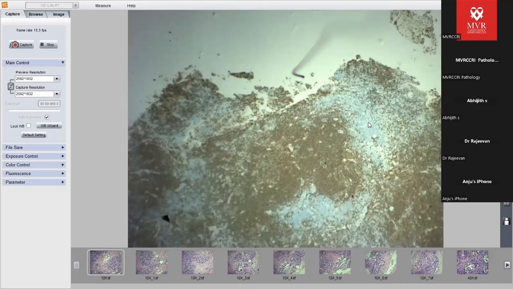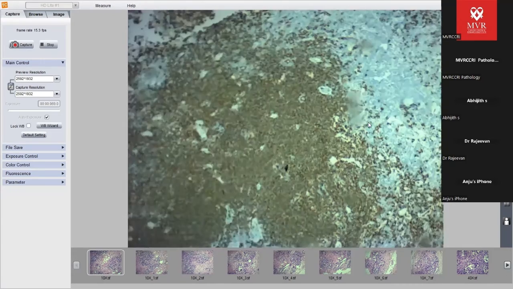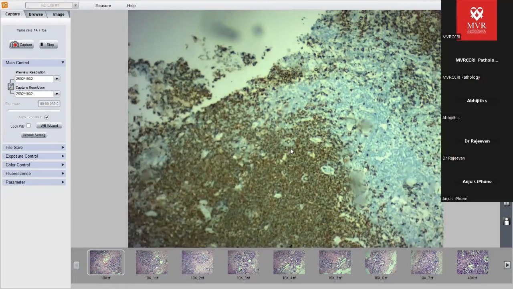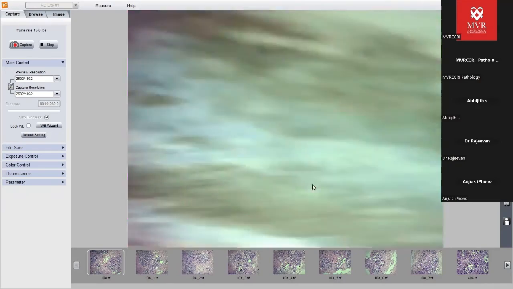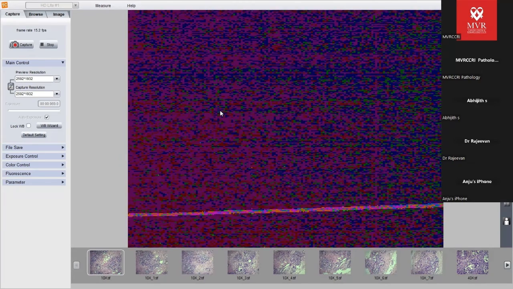But what is more important? Is it surrounded by B cells? No. There are some cells which are negative for B, most probably T cells, surrounding these large cells with bright CD20. Beautiful. Now we'll see CD3.